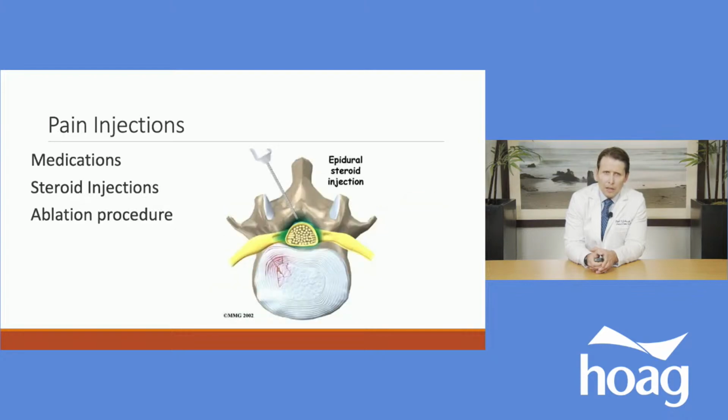Next are also pain injections, which are used throughout other types of spine pathologies. These types of injections can be centered around epidural injections, facet blocks, or ablation procedures.